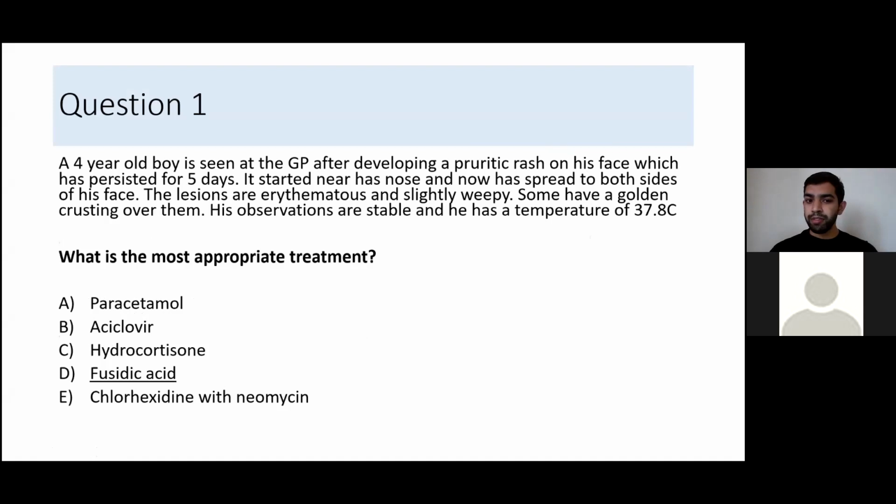Hydrocortisone does have some role to play in impetigo, though it's not commonly used, and you wouldn't use hydrocortisone in isolation. For the most part, you would give fusidic acid or flucloxacillin, and that will suffice. And chlorhexidine and neomycin, well, you typically use things like that for MRSA and things. Once again, we do not use anything like that for simple first-line treatment for impetigo.